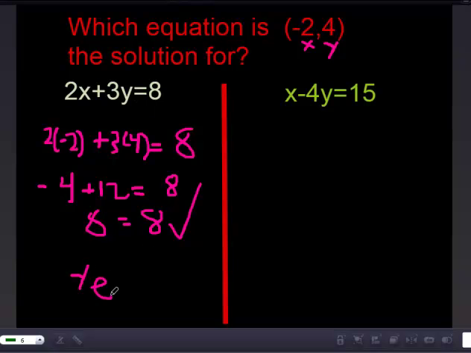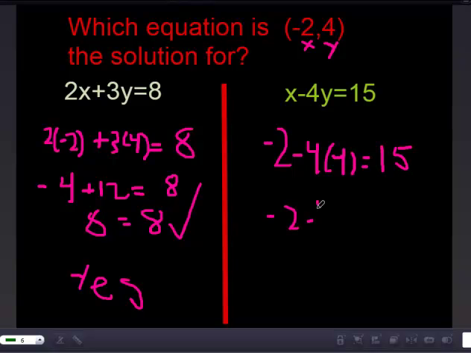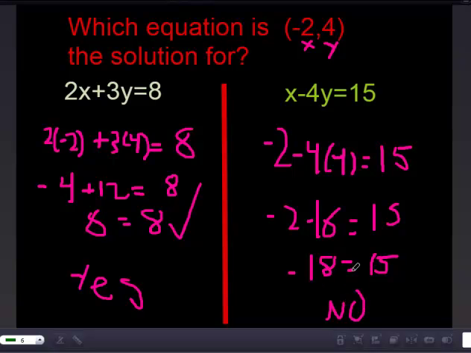This would give us yes, and over here it'd be -2 minus 4 times 4 equals 15. So it'd be -2 minus 16 equals 15. -18 equals 15. Is that true? No. So that would not be a solution. So this would be my answer right here on this side of things.